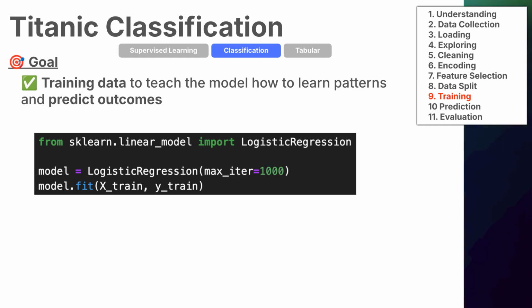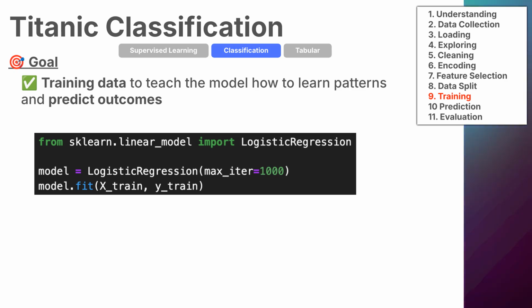Then train the model using the fit method and the training data. The model learns the relationships between the features and the survived label. At this point, the model has been trained and is ready to make predictions on unseen data.